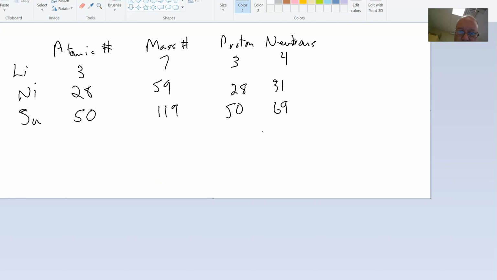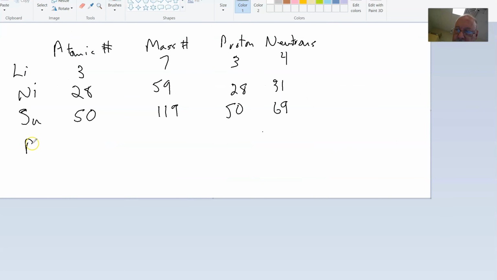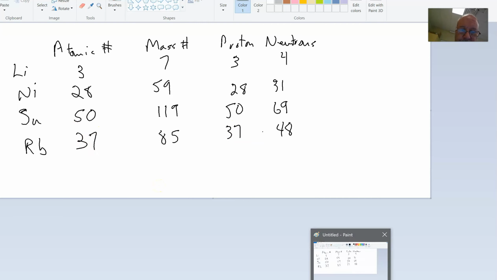Okay? If I have a mass number of 85 and a number of protons of 48, that means 85 minus 48 equals 37. That means I have 37 neutrons, and so its mass number is 85.